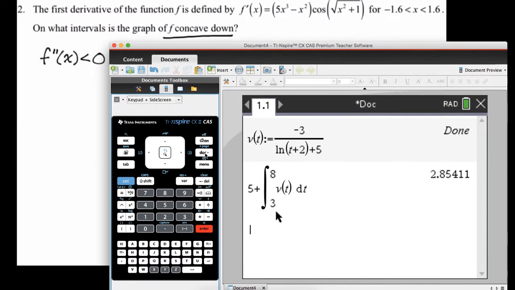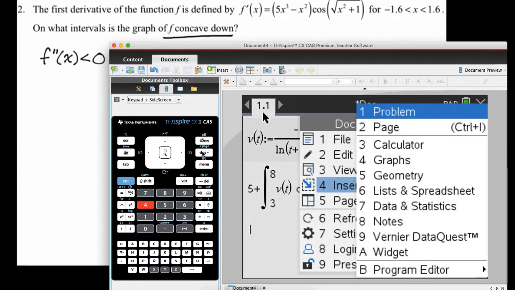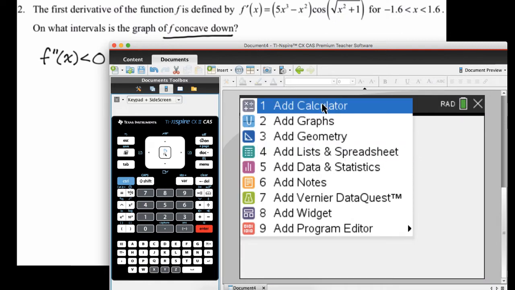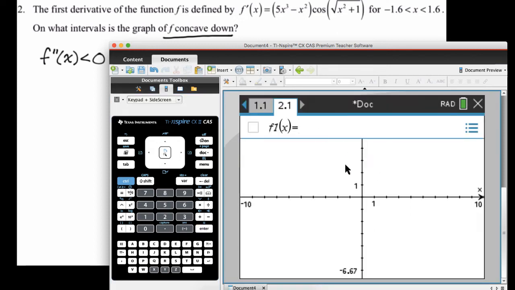I'm going to insert a new problem, right? So right now it's 1.1. Press doc. Option 4 is insert, and option 1 is problem. And I will insert a graph page. Okay, and you can see at the top now it's 2.1. I'm in problem number 2 on the problem set and problem number 2 on the calculator page. It's a really good idea to try to maintain that.